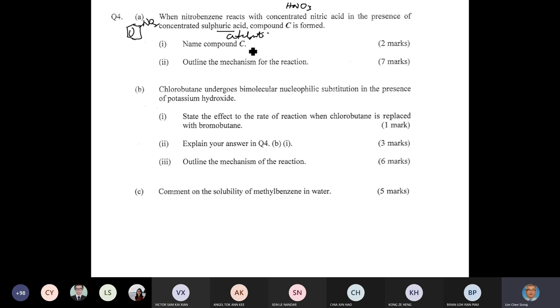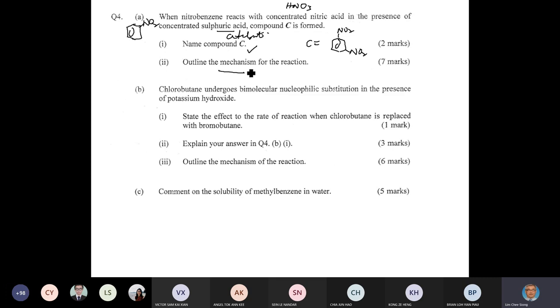Name compound C. So this is under NO2, which type? Students, you are concerned about this. Refer back to the list. We know nitro is under meta-directing deactivator. So finally, this compound is able to obtain C. Get it? Okay, for C, you get 2 marks.